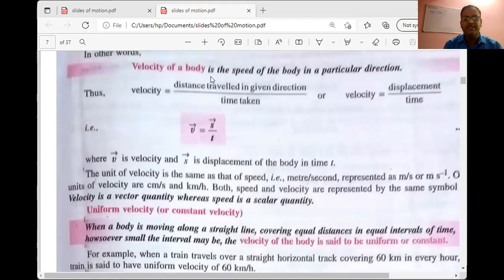And remember, students, the SI unit of velocity is the same as that of speed. So this also you will mention. The SI unit of velocity is meter per second. It is represented in the same way as we represented speed. The only difference is that speed doesn't have a direction, that means it is a scalar, but velocity is a vector quantity.